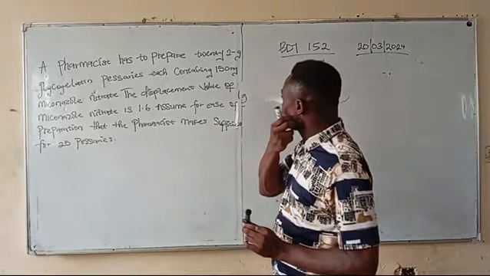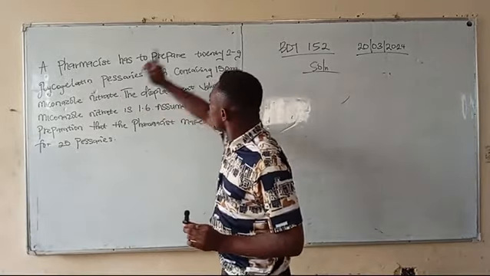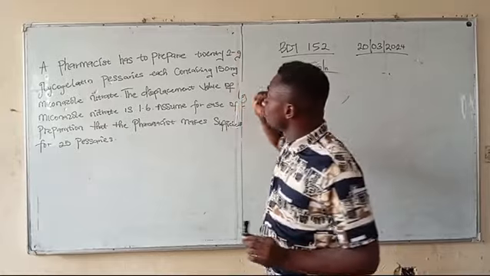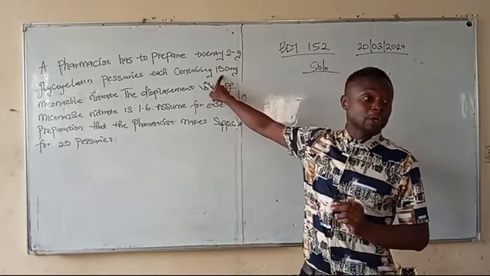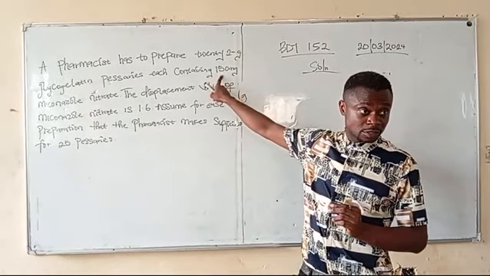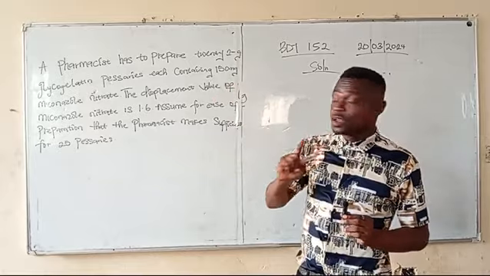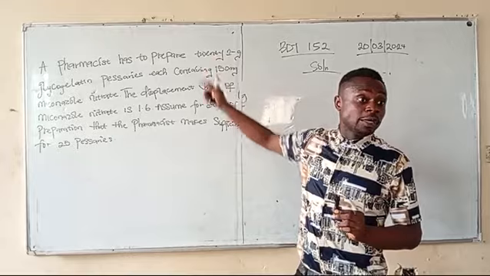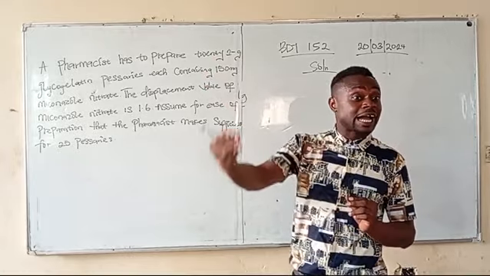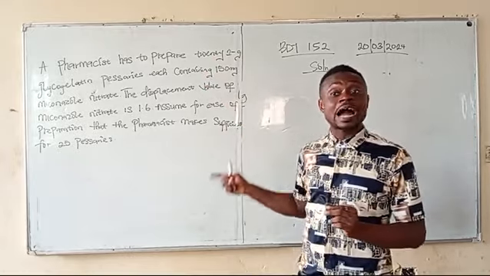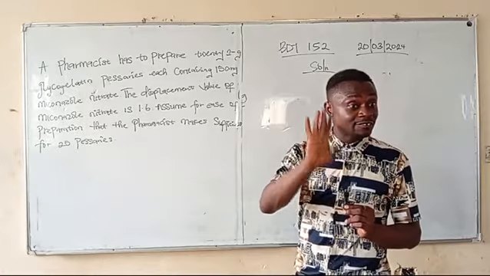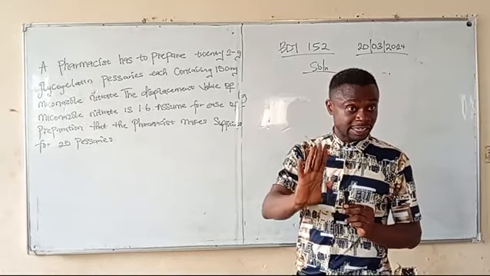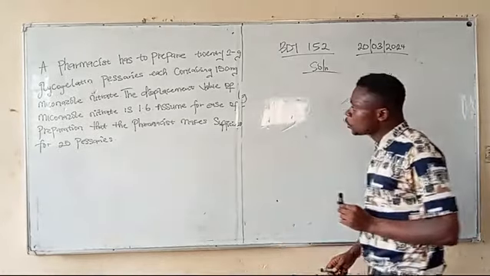Now, one pessary, one suppository, contains 150 milligram miconazole. True or false? But remember, we are meant to prepare 20 suppositories, but we were asked to put 5 extra as overage. So we will calculate for 25 pessaries, right? Now, so let's go.